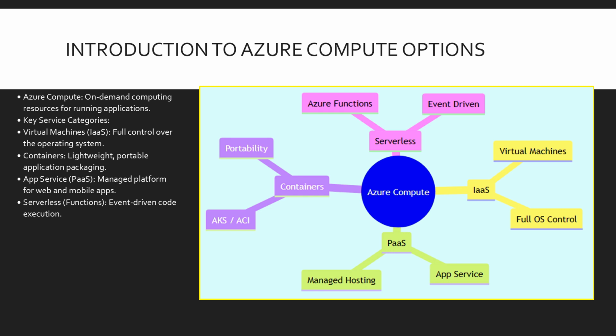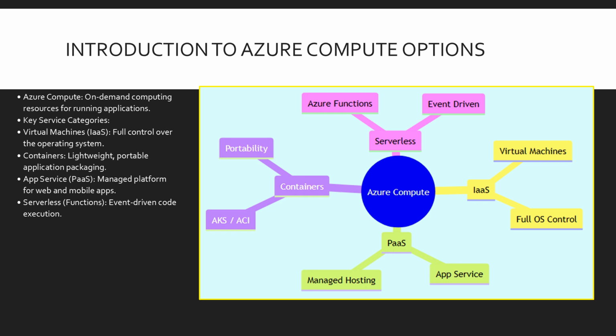Rather than buying physical hardware, you consume these resources as a service. To choose the right solution, you must understand the different hosting models available. We categorize these into three main buckets: Infrastructure as a Service, or IaaS, represented by virtual machines; Platform as a Service, or PaaS, represented by App Service; and Serverless Computing, represented by Azure Functions. We will also look at containers, which bridge these worlds by offering lightweight, portable environments. Each option offers a different balance of control, flexibility, and management overhead.